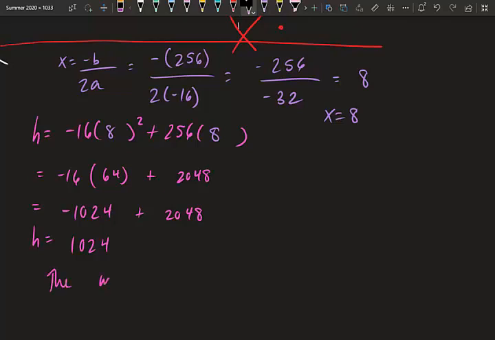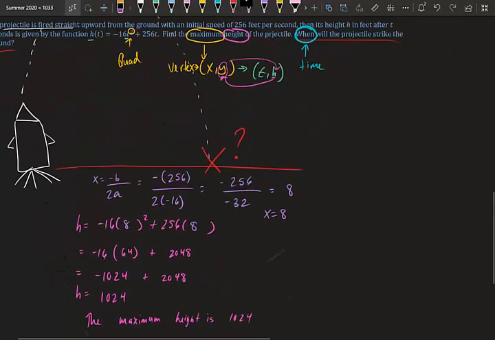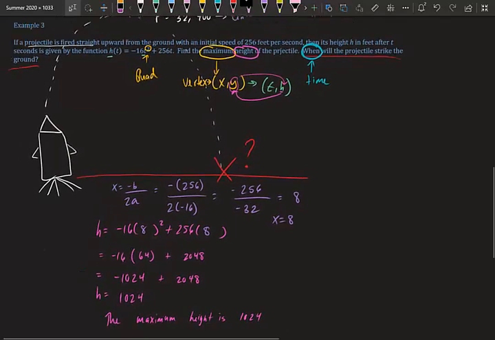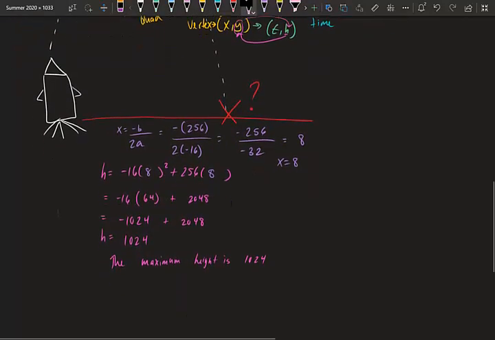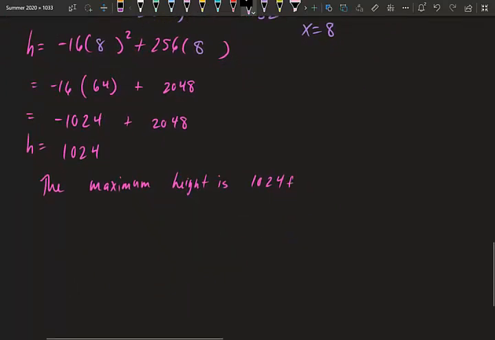So the maximum height is 1,024. I keep saying it wrong. And then we have to see if it's feet or meters or whatever. It's feet. So the maximum height of this projectile is 1,024 feet.